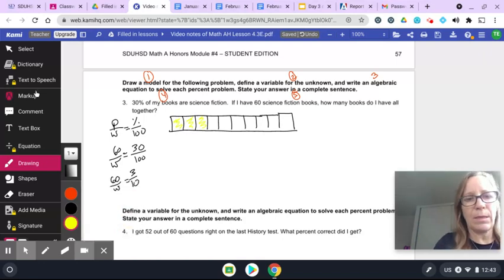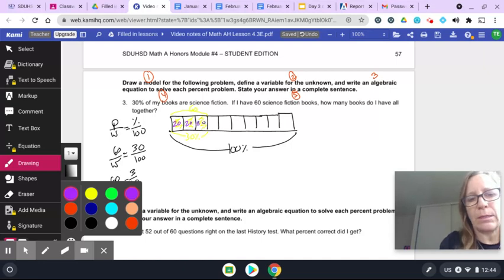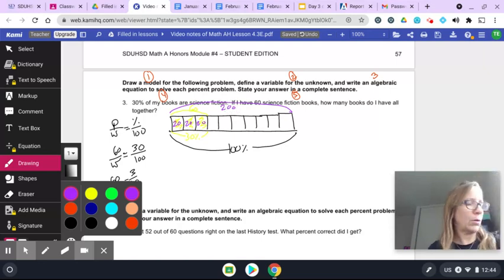Okay. I know that my whole thing is 100%. This yellow part is my 30%, which are science fiction books. I know that 60 is in this part. Oops, 100%. 60 is in that part, so each part has 20. So if I put 20 into 10 things, I'd have that there are 200 total books. Okay, so that's what we did in Module 1.